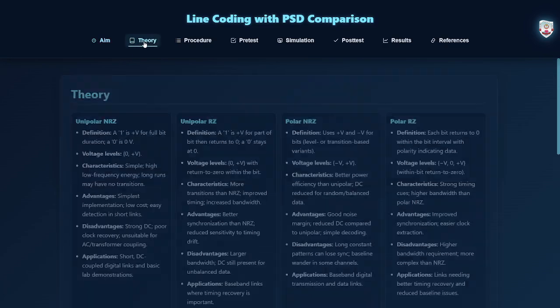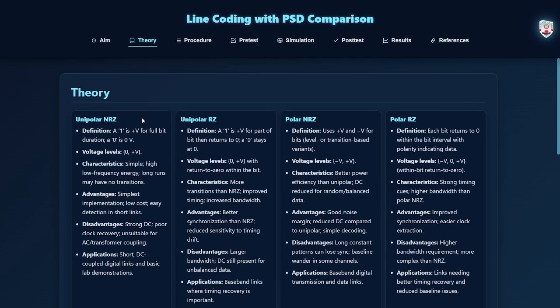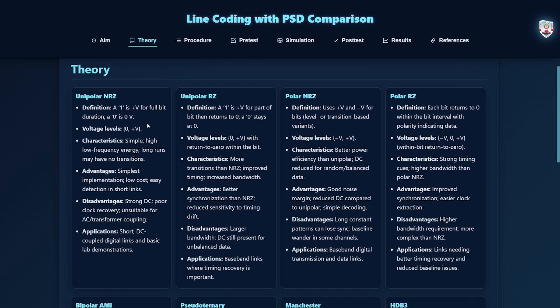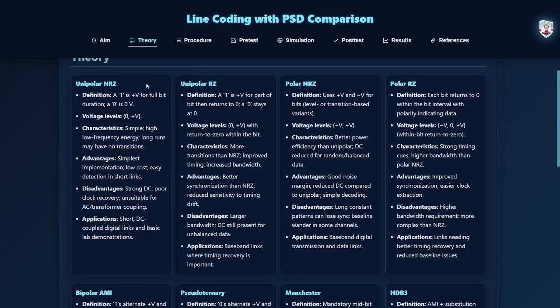Theory. Now moving to the theory section, line coding is a process of converting digital binary data into electrical signals so that the data can be transmitted through a communication channel. Different line coding techniques represent binary data using different voltage levels and signal transitions. For example, in unipolar NRZ, binary 1 is represented by a positive voltage level and binary 0 is represented by 0 voltage. This scheme is simple to implement, but it produces a strong DC component and may cause synchronization problems when there are long sequences of zeros.